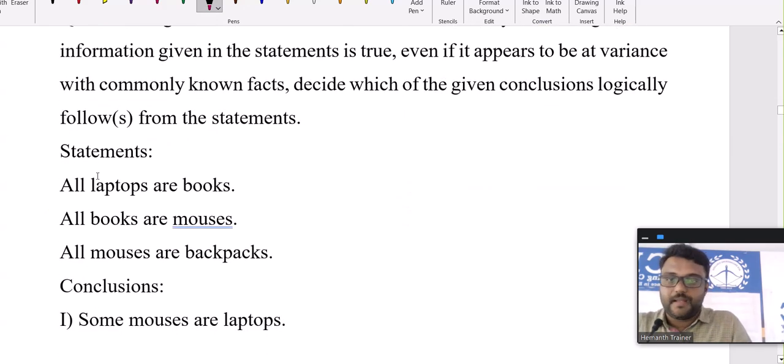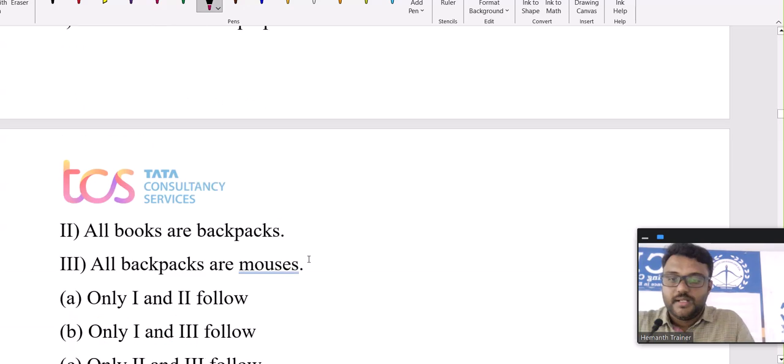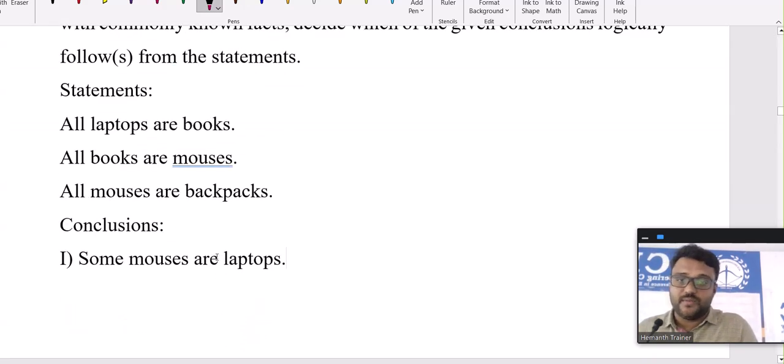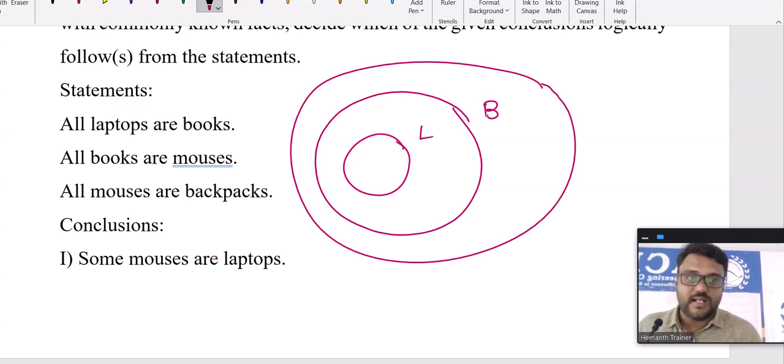As a regular one, they given statements and conclusions, and always we need to look into options. There is no option called either or. So when either or is not there, we have a freedom. We'll draw one diagram. If it is failed, we'll remove it directly. We can draw multiple diagrams also, no issues. This is a very easy question they given. Statements, all are all type only. All laptops are books. All books are mouses. All mouses are backpacks.